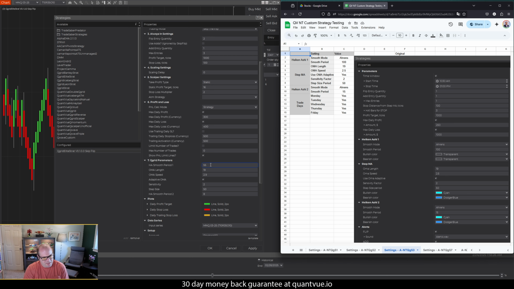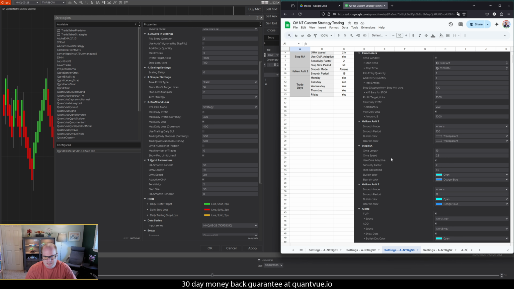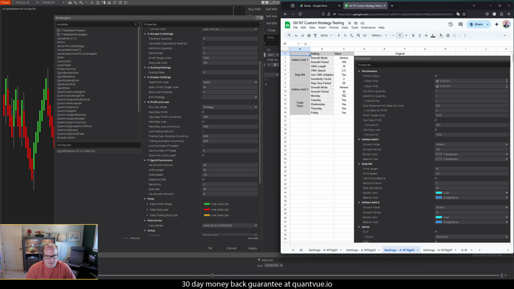This one's a little bit different. It doesn't use as many parameters. Might add some in later on just for more customability, but it gets the gist of it. If you want to just quickly look at it, it's up here. I'd kind of spit everything into that. So HA smoothing period 1 is 100. OMA length is 19. OMA speed is 2.5. We want the adaptive OMA. Sensitivity is 2. Step size is 50. And then the HA2 is 15. So that's all set up.